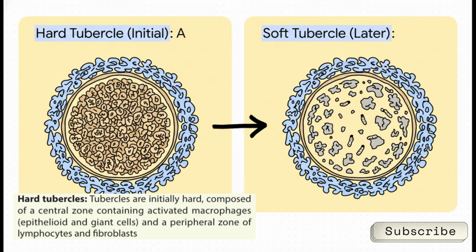Now, these granulomas aren't static. They evolve over time. At first, you get what's called a hard tubercle. It's just a solid ball of immune cells, macrophages, lymphocytes, you name it. No dead tissue yet. But later, the center of this ball can die off. This is called necrosis, and that turns it into a soft tubercle, which has this dead, necrotic core. This progression from hard to soft is a key feature you've got to remember.